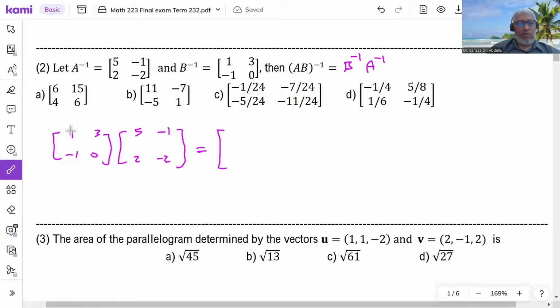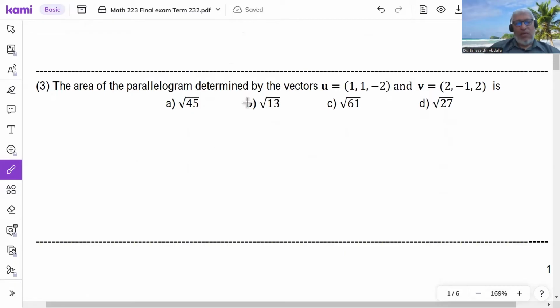If you multiply A inverse times B inverse, your answer will not be correct because multiplying matrices is not commutative. So 1 times 5 is 5, plus 3 times 2 is 6, so the answer is 11. I can see from here that the correct answer is B. If you want to continue, -1 minus 6 is -7, and -5, and here 1, which is exactly B.